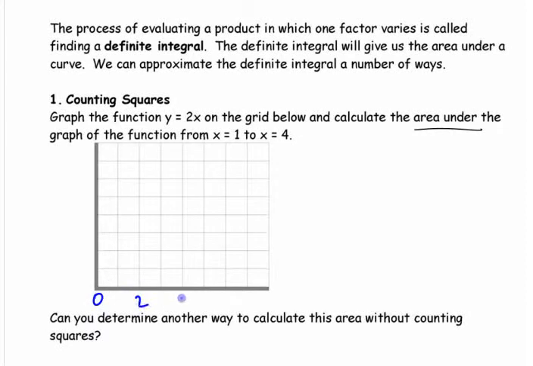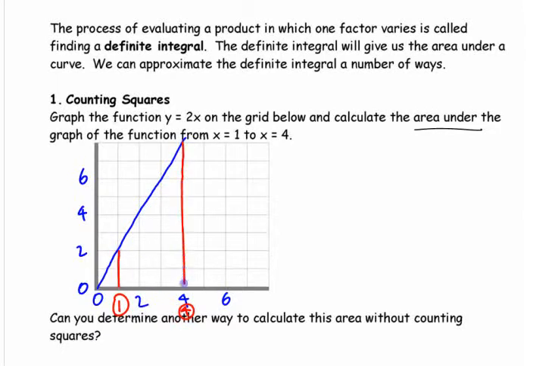So if you drew this graph here, y equals 2x, assuming you chose this as your scale, something like that. If you want the area underneath there, from x equals 1 to x equals 4, so from here to here, you want this area underneath the curve, between the curve and the x-axis. The fact that this is a straight line means you can use just geometry to find it.